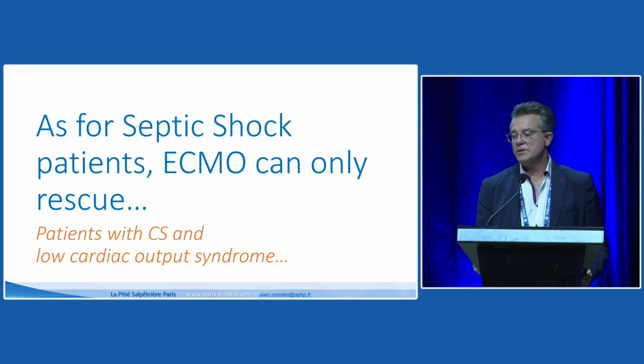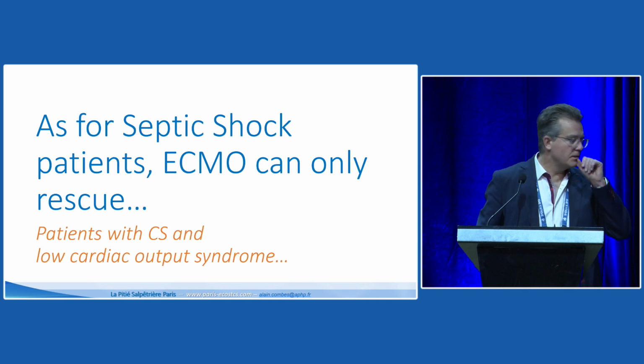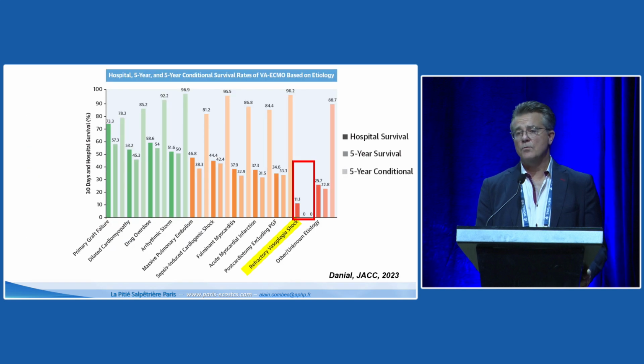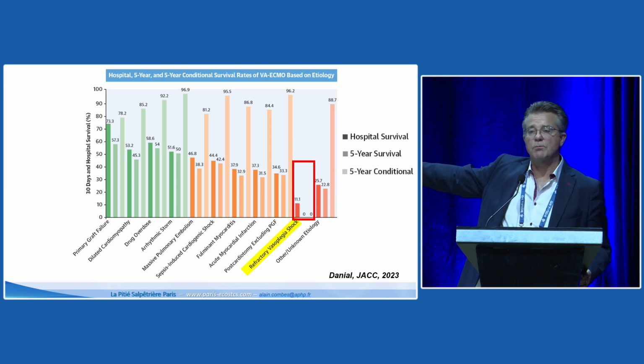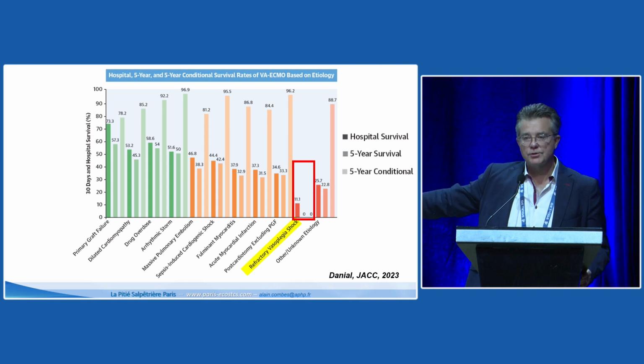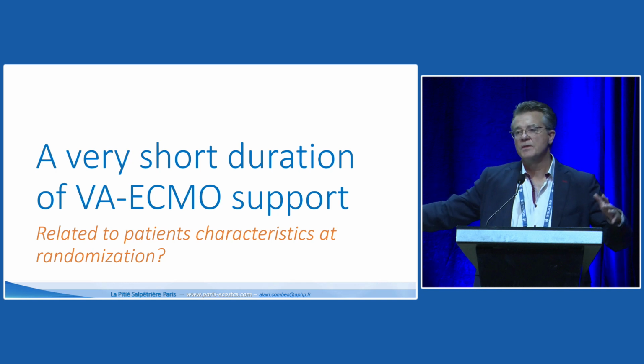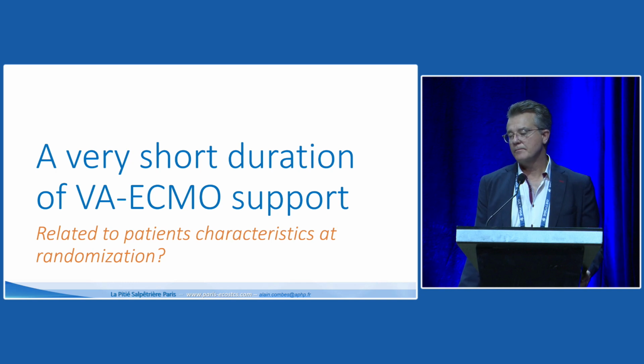It has also been described for septic shock patients, who might be rescued by VA ECMO only if they have a low and persistent cardiac output syndrome. This is something we also had observed in our large series, which was published in JACC last year. The patients with vasoplegic shock had a mortality of 100%. It is not possible to rescue those patients because most of them, once again, have a preserved cardiac output.